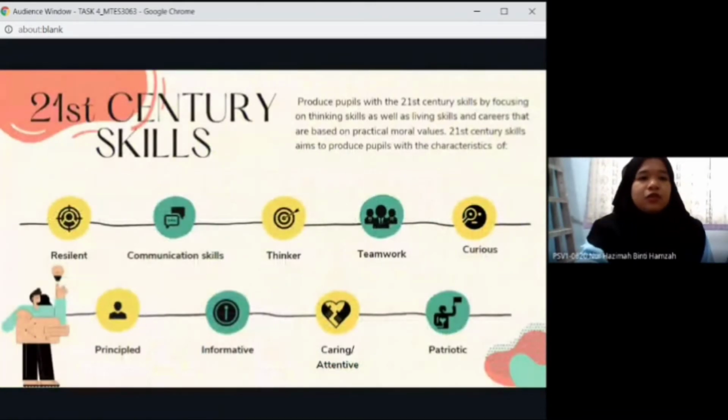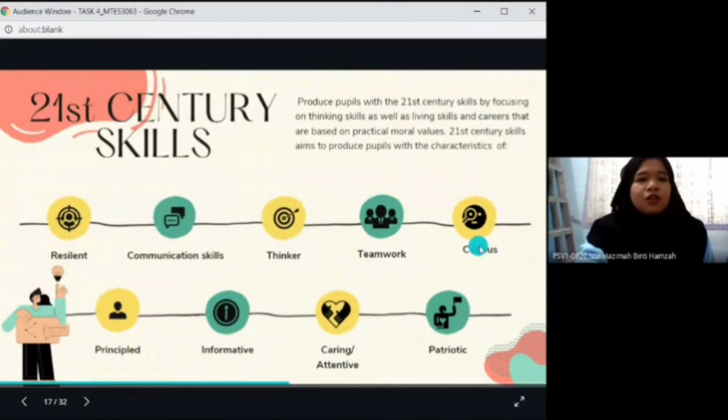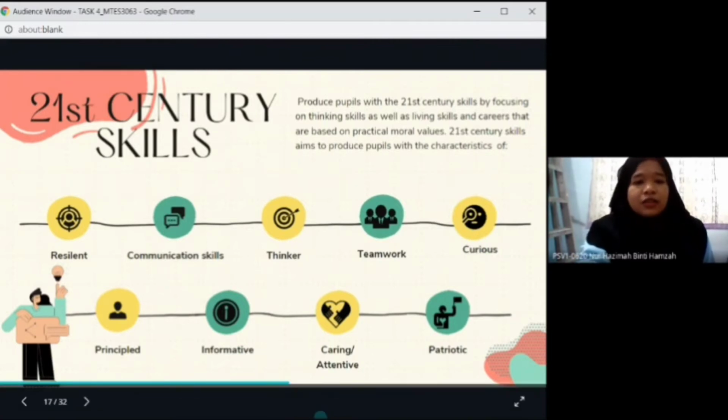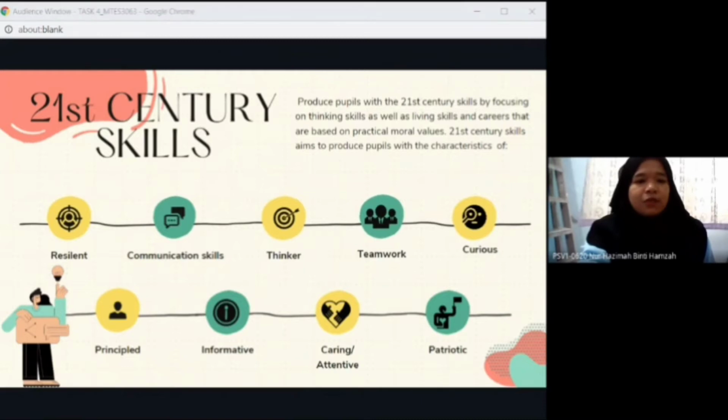Then we go to the 21st century skills. So, producing people with the 21st century skills by focusing on the thinking skills as well as living skills and careers that are based on practical moral values. So 21st century skills aim to produce people with the characteristics of 9, which number 1 is resilient, which the pupils are able to face and overcome the difficulties and challenges with them.